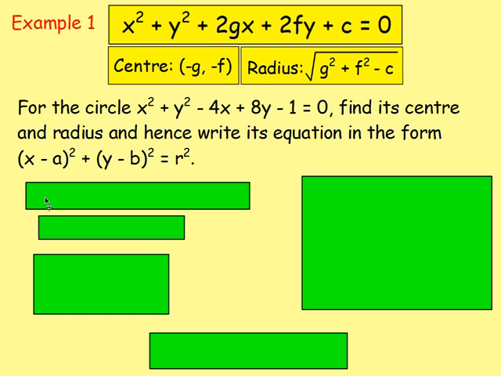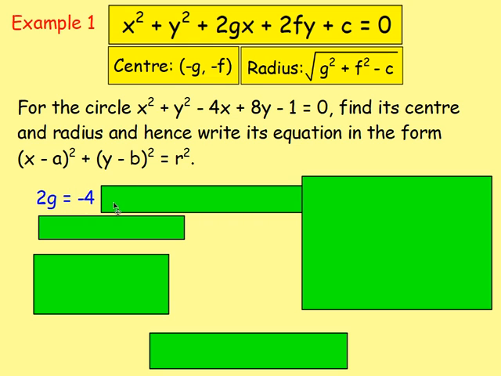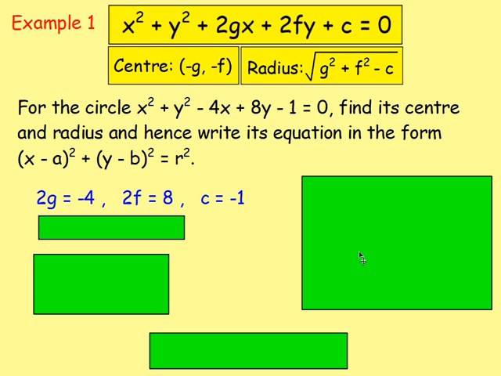The coefficient of x is 2g, so you can state that 2g must be equal to -4. It's just the value in front of the x. After that, 2f is the coefficient of y. So in front of y here, you've got 8. So 2f must be equal to 8. And c is just the number on its own. On its own, you've got a -1, so c must be equal to -1.